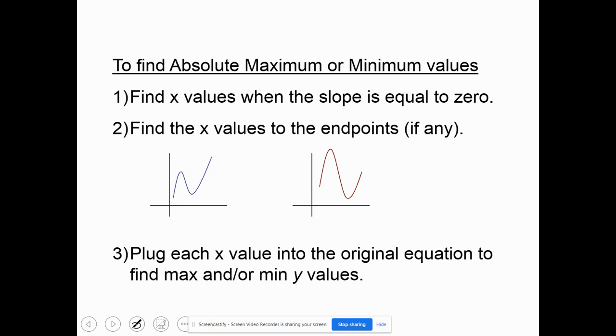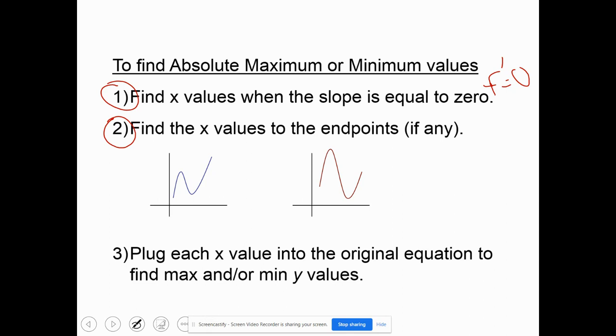Now, I'm going to keep talking again, but again, you might want to pause this in order to write everything down. To find the absolute max or min values, this is not local, but absolute, you still want to start by finding the x values when the slope is equal to 0. You would still need the derivative and set it equal to 0. You then need to find the endpoints, if there are any.